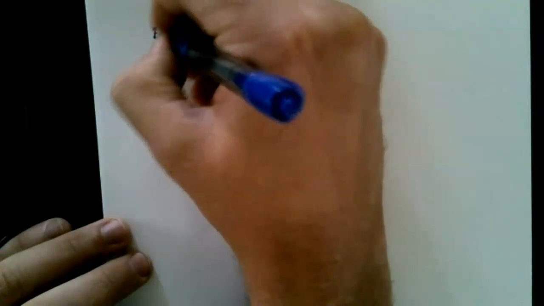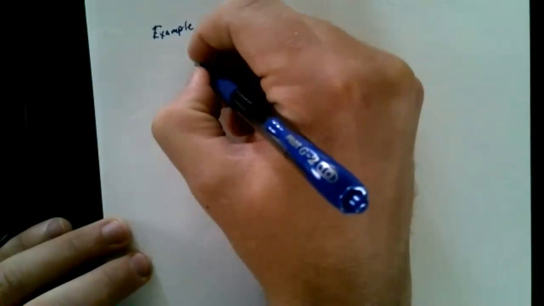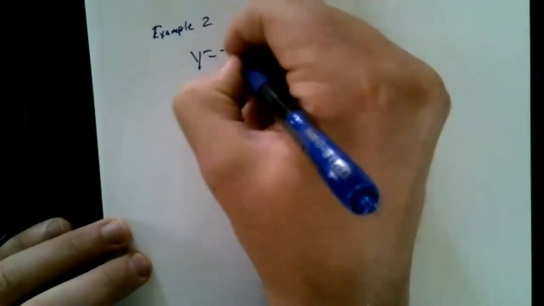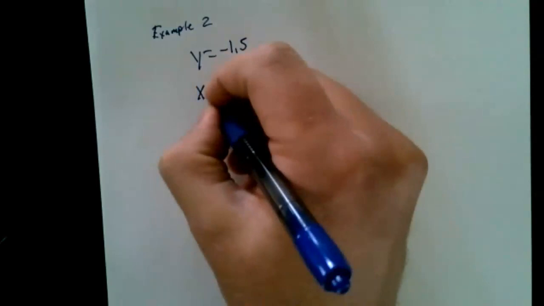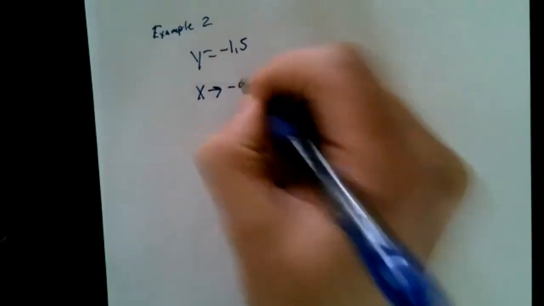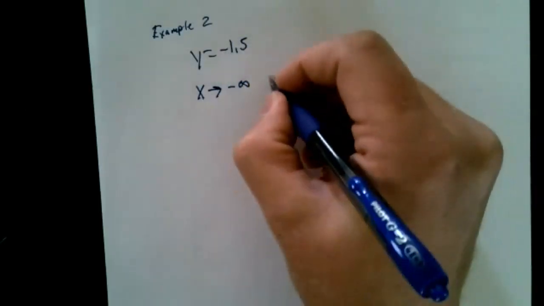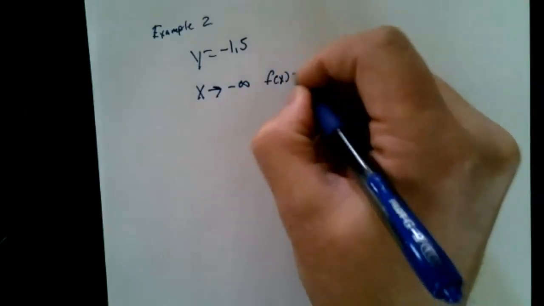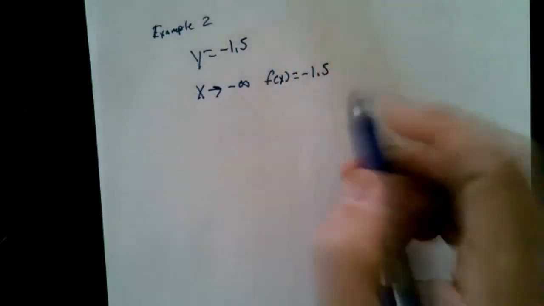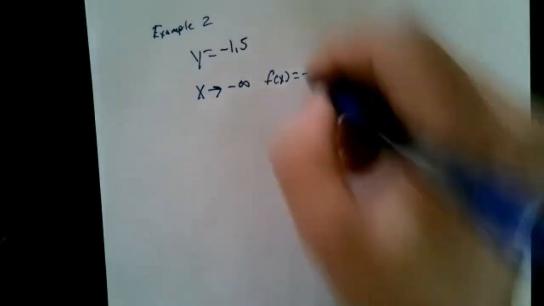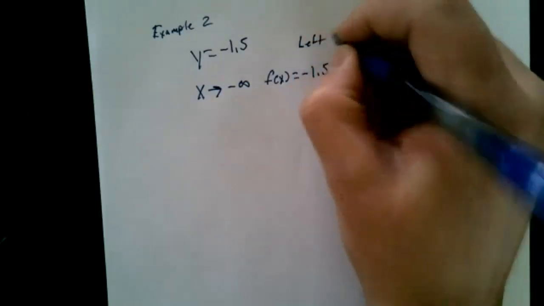This is example 2. Once again we're dealing with y equal to negative 1.5, which means whatever x value we plug in, we're going to get negative 1.5. So as x goes towards negative infinity, is our y value going to change? No, it doesn't matter what x value we have, y is always going to be negative 1.5. So we could say that f of x is equal to negative 1.5, or y is equal to negative 1.5. This is your left end behavior.